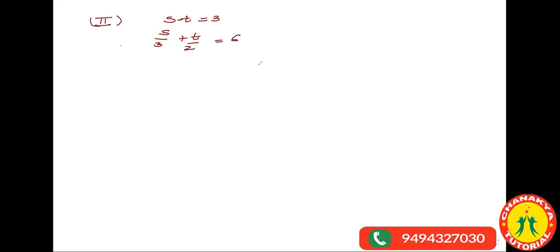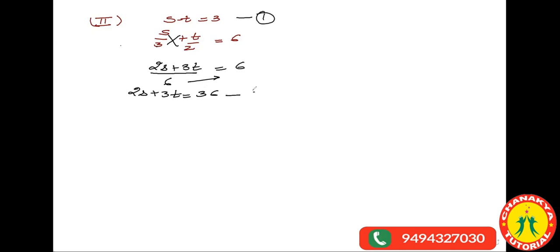Generally, what you people are doing is directly putting the values. So here you have to take the LCM first. If denominators are different, then you will multiply both. Now cross multiply. Then it will be 2s plus 3t is equal to 36. Now your first equation is s minus t is equal to 3, and the second equation is 2s plus 3t is equal to 36. Understood, beta? Yes, ma'am.